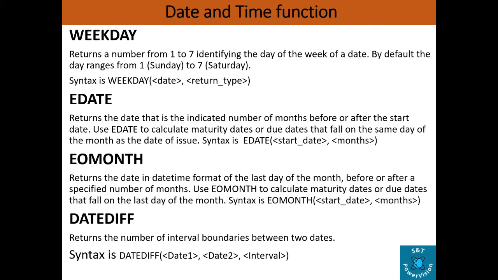Now EOMONTH. Basically, EOMONTH returns the date in datetime format of the last day of the month, before or after a specified number of months. Use EOMONTH to calculate maturity date or due date that falls on the last day of the month. Its syntax is EOMONTH, that is the function name. It will take the start date and months as arguments.